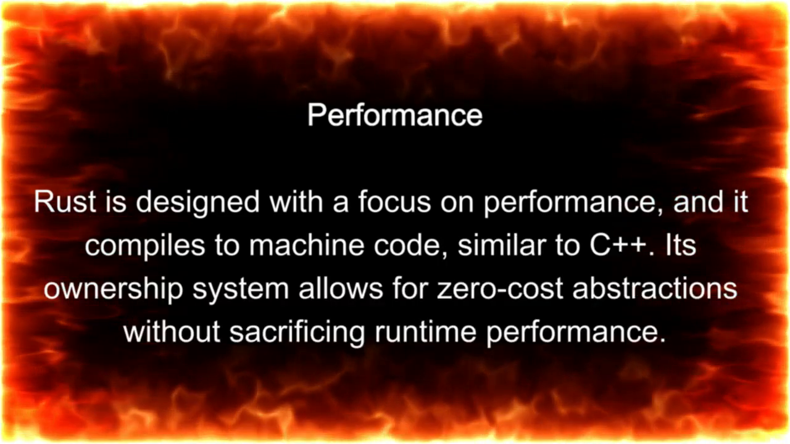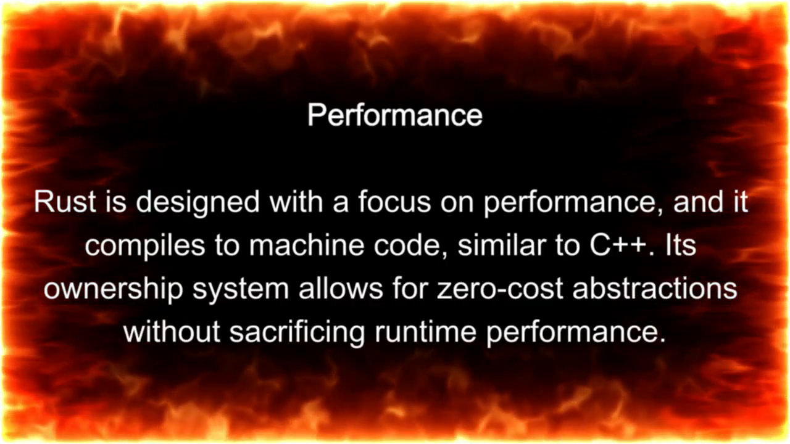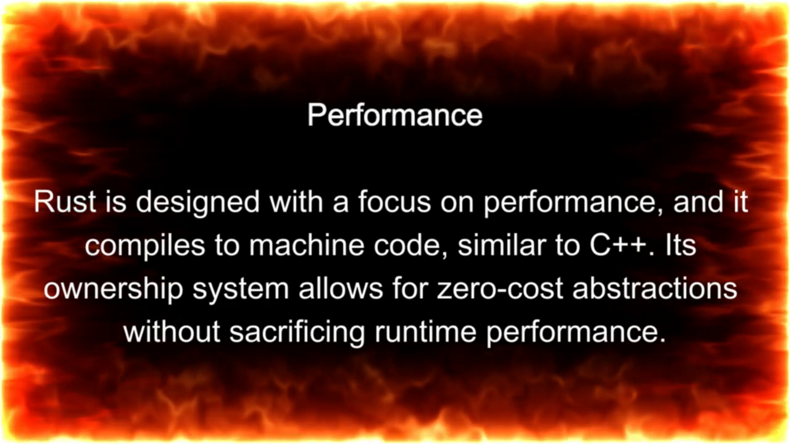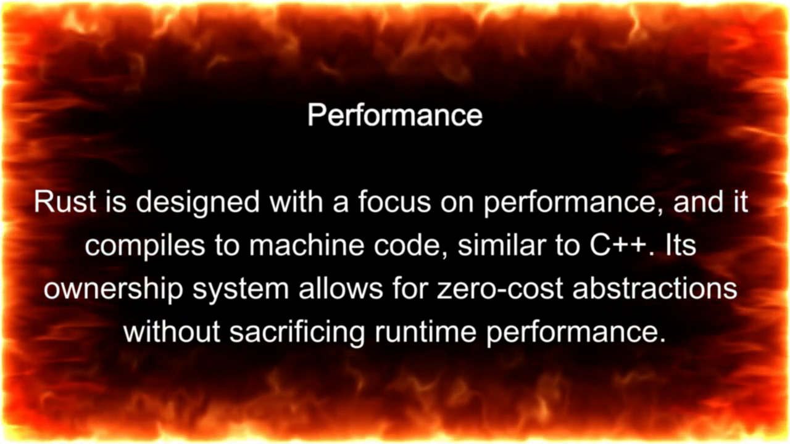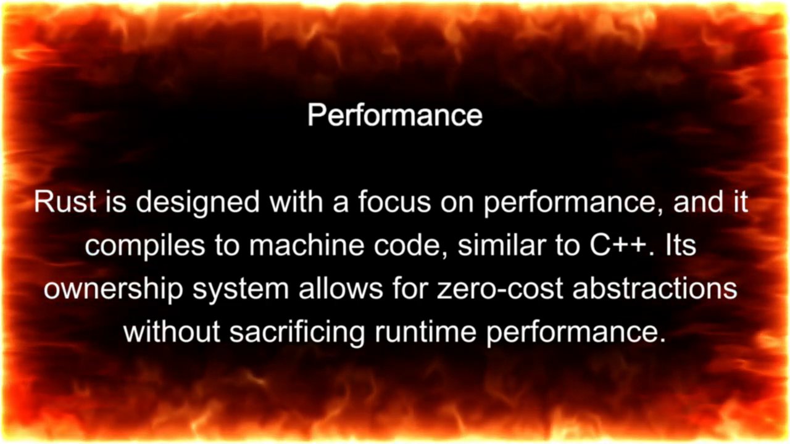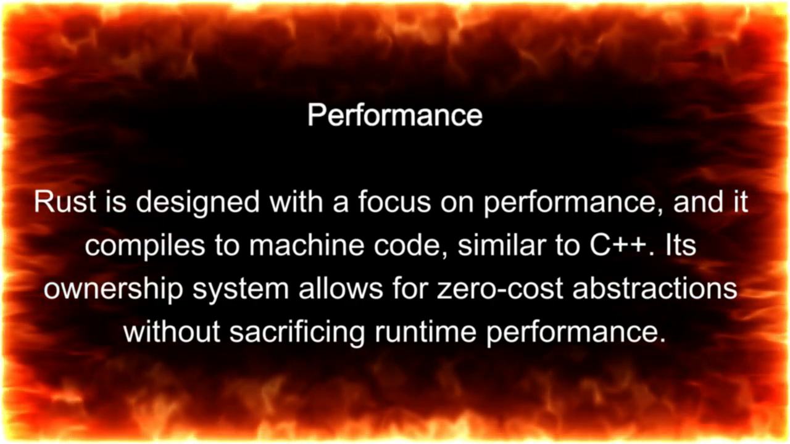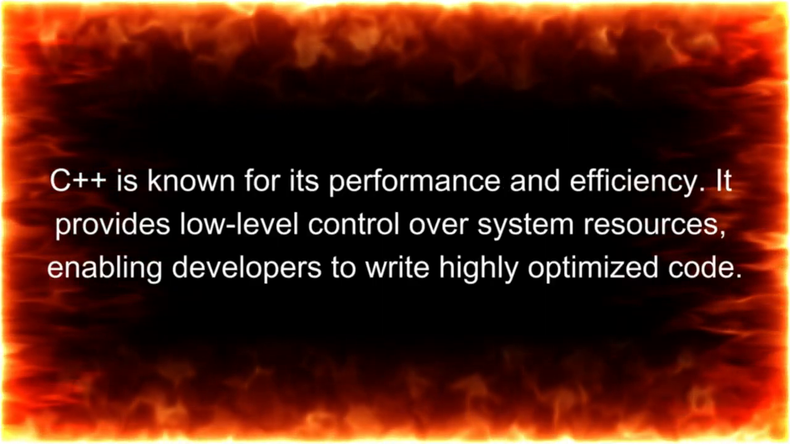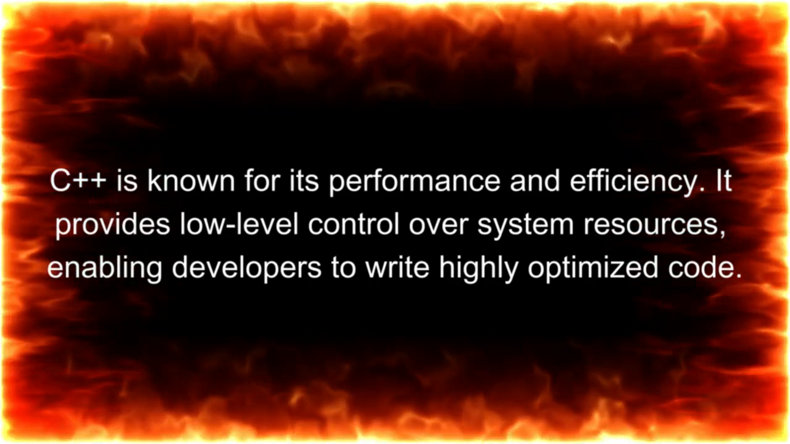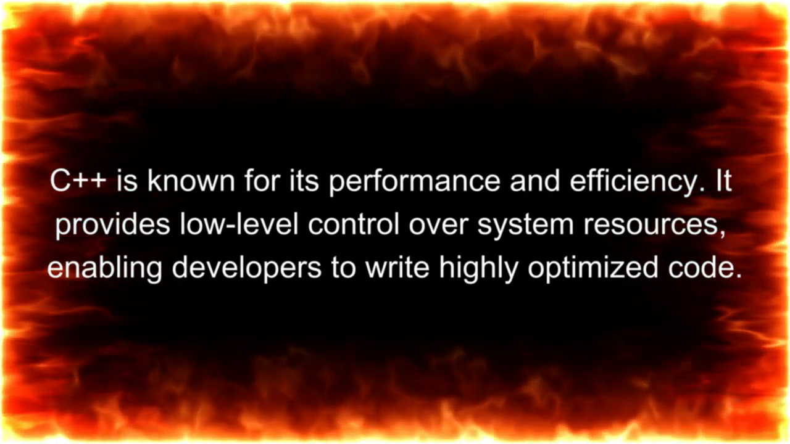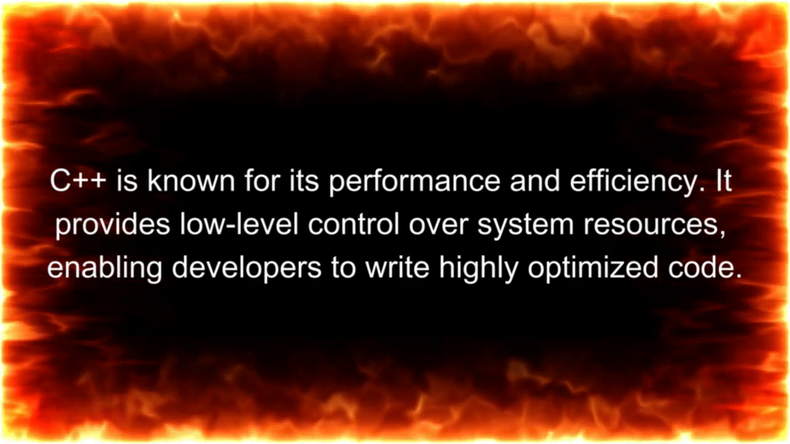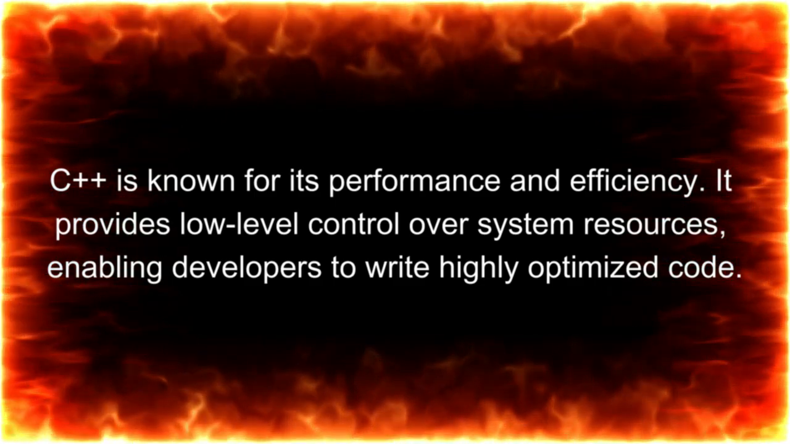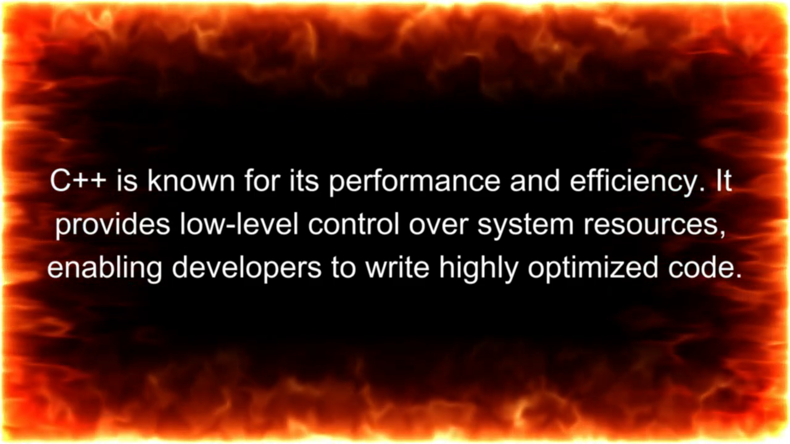Performance. Rust is designed with a focus on performance, and it compiles to machine code, similar to C++. Its ownership system allows for zero-cost abstractions without sacrificing runtime performance. C++ is known for its performance and efficiency. It provides low-level control over system resources, enabling developers to write highly optimized code.